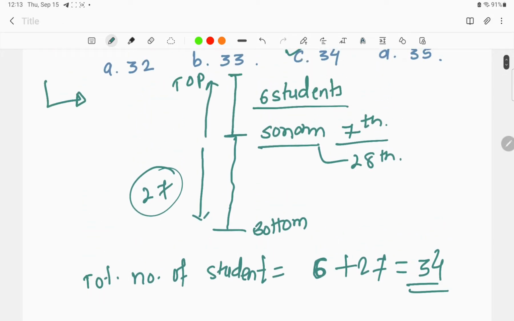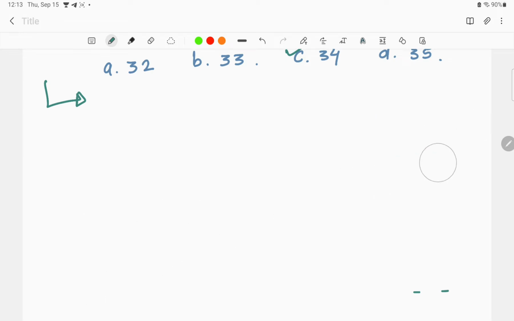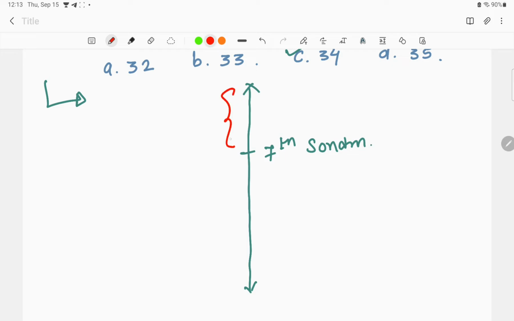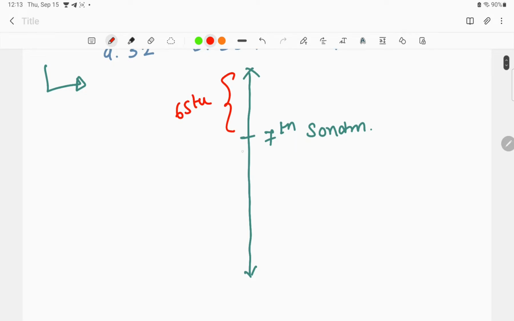How did we find this solution? Once again I will tell you. Systematically you have to draw a diagram. Here we know that Sonam is at the 7th position. So before Sonam how many students will be there? 6 students. And she is at the 28th position from the bottom, right? So after Sonam at the bottom there are 26 students, so 27 students.